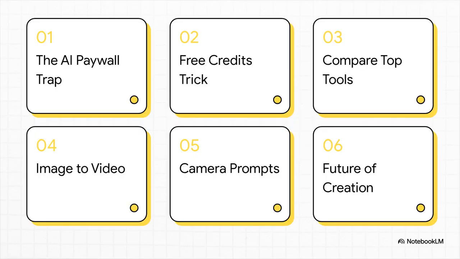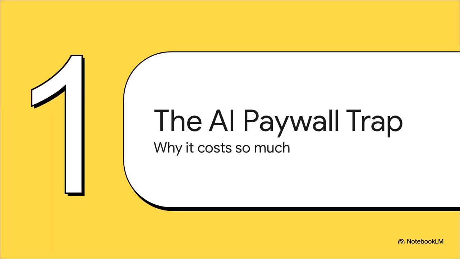So here's our roadmap for today's Explainer. 1. The AI paywall trap. 2. Unlocking unlimited free credits. 3. Comparing the top tools. 4. Image to cinematic video. 5. Mastering camera prompts. And 6. The future of creation. All right, let's dive right into section 1, the AI paywall trap.